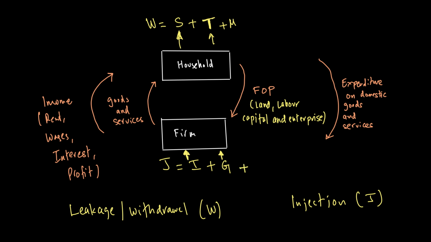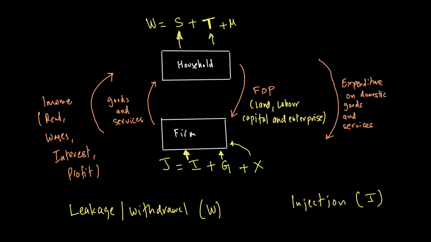Lastly, we also add the component of exports. Now, export is that expenditure which is done by, of course, foreigners, but it's done on our goods and services, and that results in income for our economy to grow. So while imports may shrink the economy, exports may increase the size of the economy, and that's why it's an injection. So we say the withdrawals in an economy are saving plus taxes plus imports, and the injections in the economy are investment plus government expenditure plus exports.